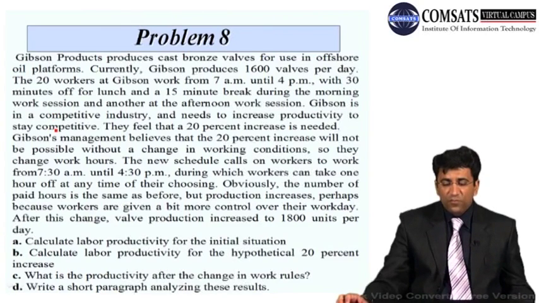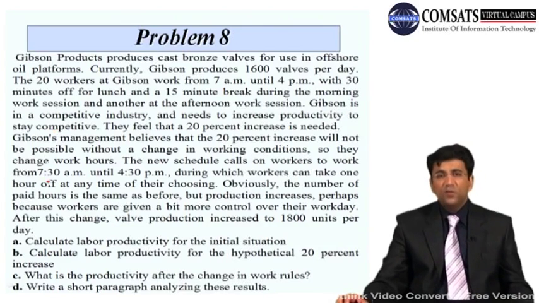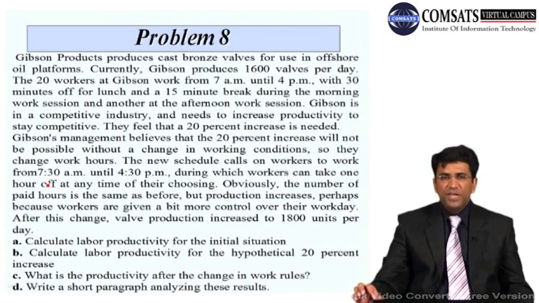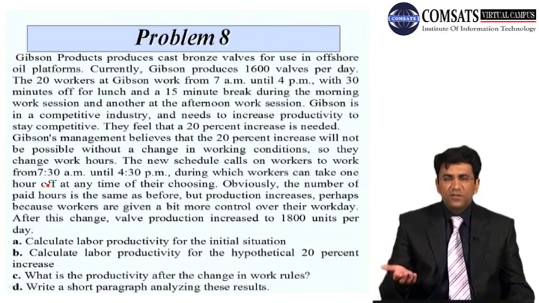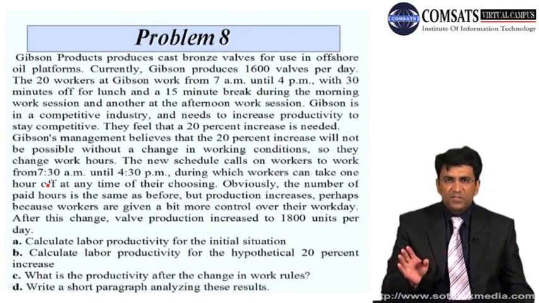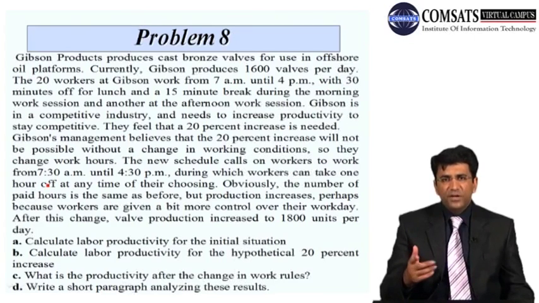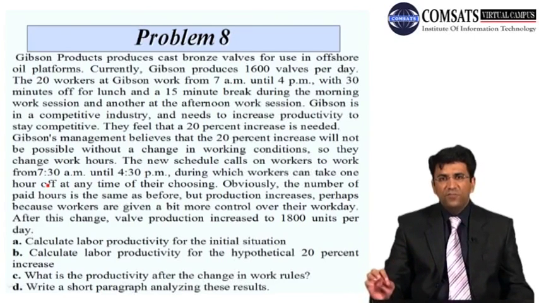After this change, valve production increased to 1800 units per day. Now students, what happened here? The management changed the working rules. They gave the workers the autonomy to spend 1 hour of working time at their own discretion: they can come late for 1 hour, or leave early 1 hour, or take a 1 hour break in between, but they will have to again work for 8 hours.